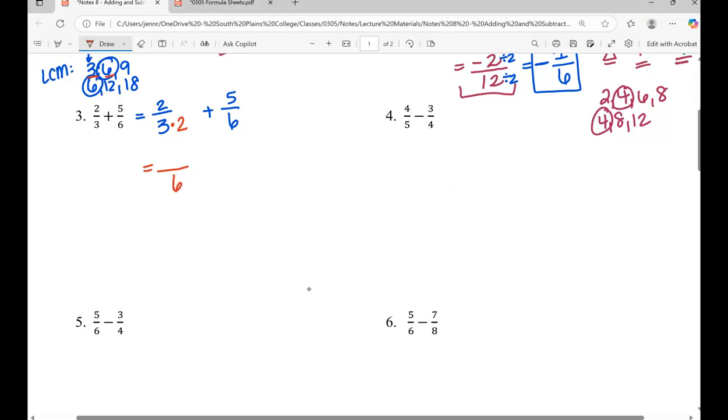The problem is if you do it on one, you've got to do it on the other. So 3 times 2 is 6 on bottom, 2 times 2 is 4 on top. The other fraction is already common. Then I can add across the top. 4 plus 5 is 9.